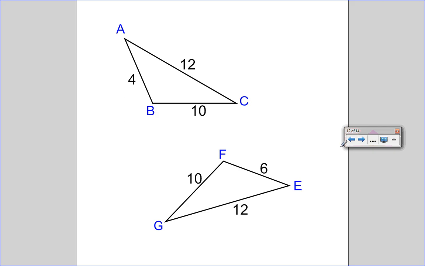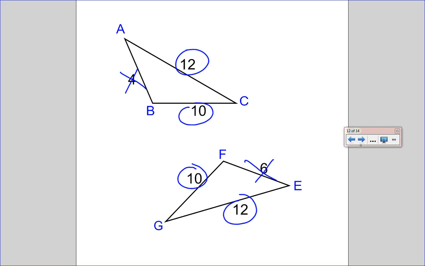What do you think about this one? Look at it for a second and think about it. Are these two triangles congruent? Well, the answer, of course, is going to have to be no. While the 10 and 10 may match and the 12 and 12 may match, the 6 and the 4 do not match. Therefore, you cannot conclude those are congruent.